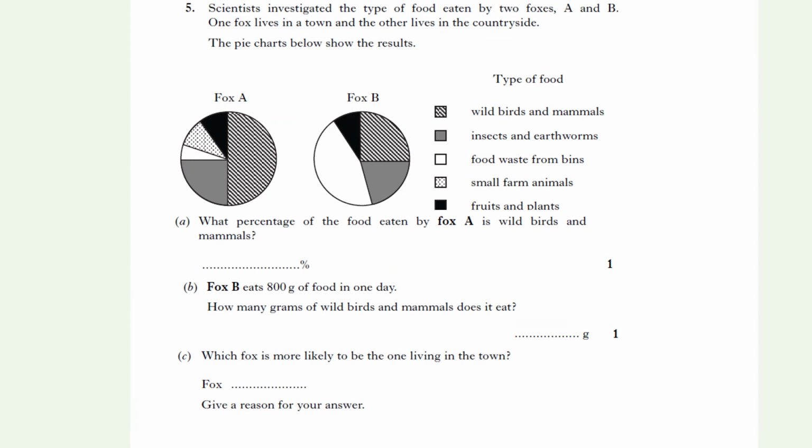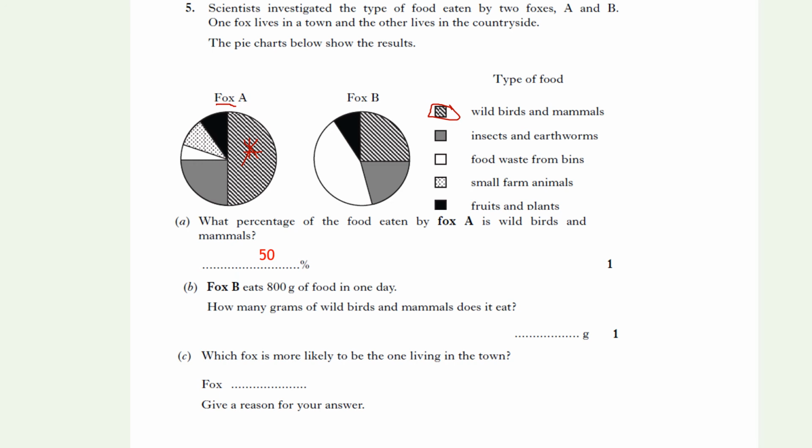Finally, the last question is that scientists investigated the type of food eaten by 2 foxes, A and B. One fox lives in a town and the other lives in the countryside. The pie charts below show the results. So you've got your pie chart and then you've got your key for your pie chart. It says what percentage of the food eaten by fox A is wild birds and mammals. So we need to look at fox A, and then find out what wild birds and mammals looks like. So it's that. And we can quite clearly see that it's half the pie chart, so it would be 50%. So well done if you managed to get 50%.